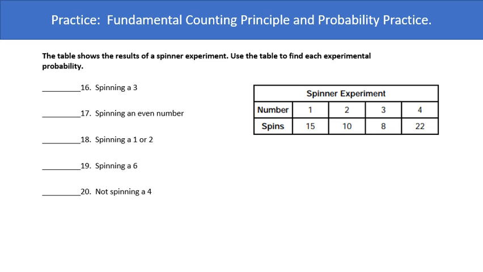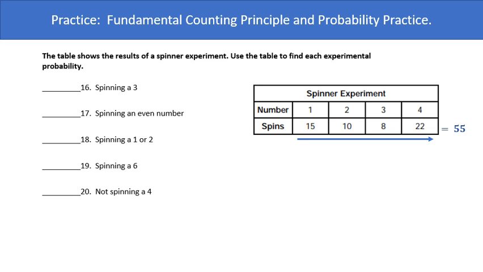What's the probability of spinning a 3? Well, the first thing we need to do is figure out how many total spins there were. So we look at our table. The top is the number. The bottom is how many times it landed on that number. So add up that bottom row to figure out how many times we spun in total. Add straight across: 15 plus 10 plus 8 plus 22 equals 55. It means we spun this 55 times.